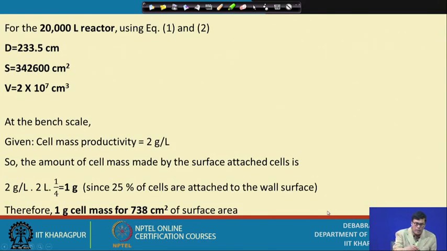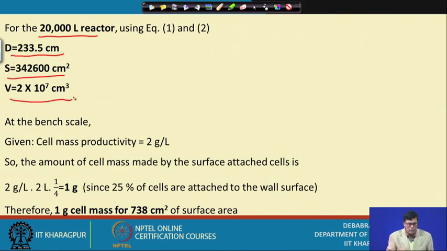Now, similarly, in case of 20,000 liter reactor, we can calculate the diameter. This is 233.5 centimeter. Surface area is this, and volume is this. Okay.